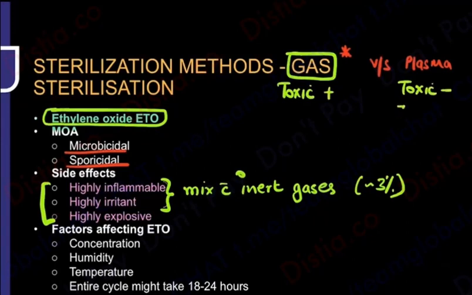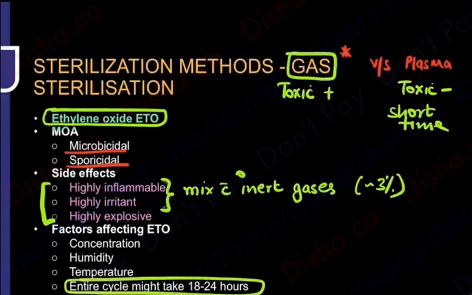Second, plasma sterilization I told you was 75 minutes, matlab short time. The cycle was of a very short time, whereas ethylene oxide ka cycle dekho, it's almost taking up to 1 day. There is a long time of the cycle to go on. So definitely there's another disadvantage coming up my way over here. Also, there are a lot of other factors. You have to maintain the concentration of ethylene oxide, the humidity, the temperature. So a lot of parameters.